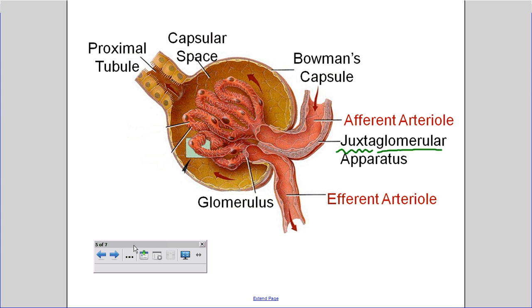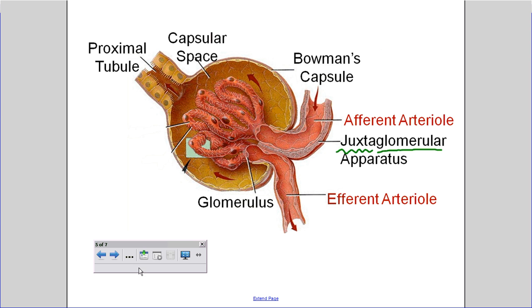Okay, so to understand how your kidney helps to regulate blood pressure, we need to know what these parts are. Now, most of these you already know, okay? And you have this diagram on a sheet that you labeled diagrams before. You can take it out and label them, okay? So here's the glomerulus.